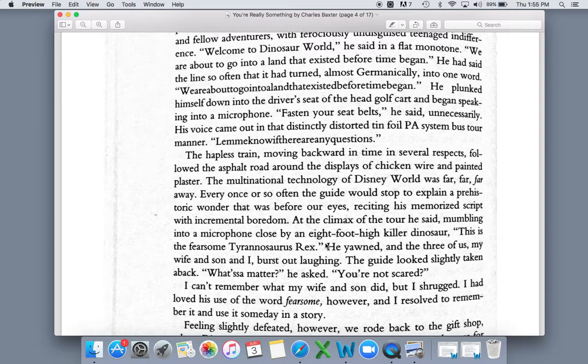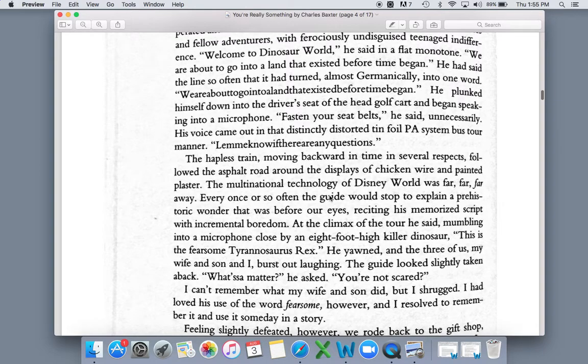But what Baxter is telling us through this story is that they didn't believe a single thing. And the reason they didn't believe it is because the speaker himself didn't believe it. He had no inflection or emphasis in his voice. It's almost as if he said things in one line. We're about to go into the land that existed before time began. Monotone. So there's no emphasis, so they don't know to not only believe the story being told, but they also don't know the particular purpose of what's being said either.